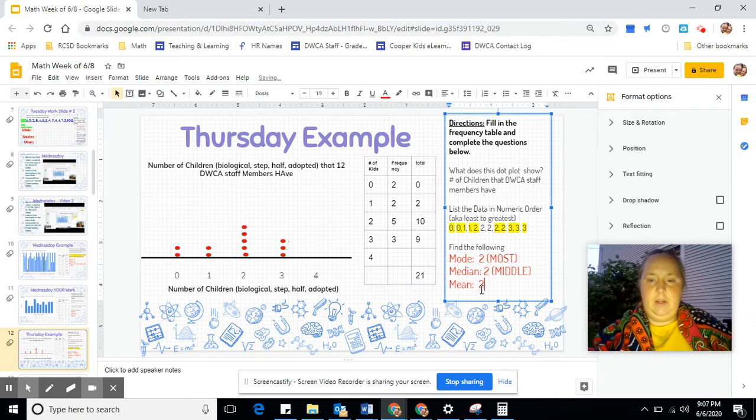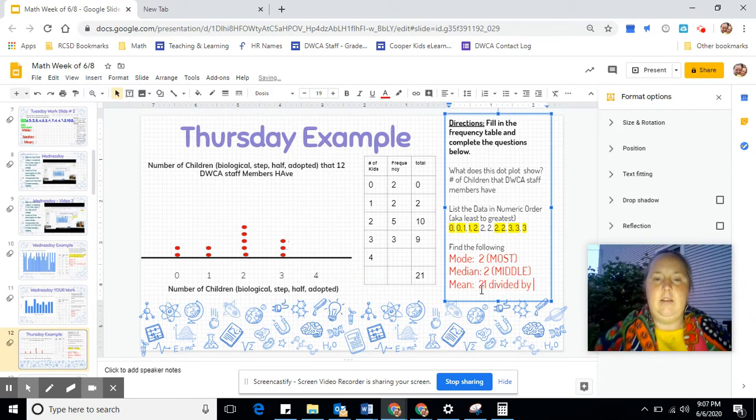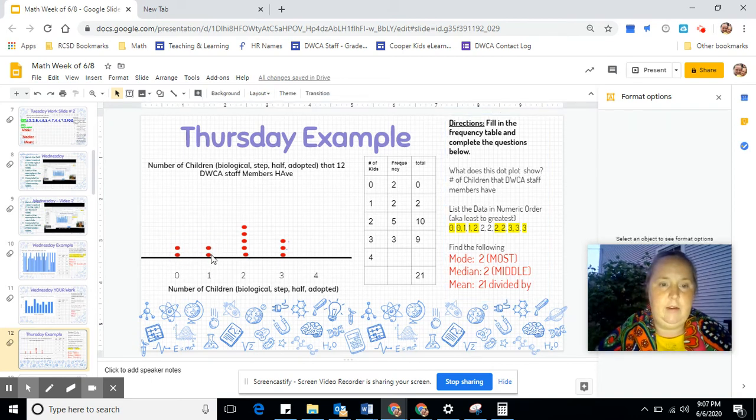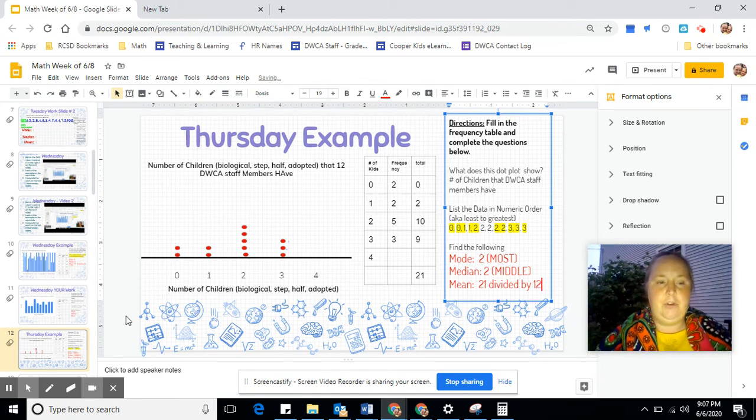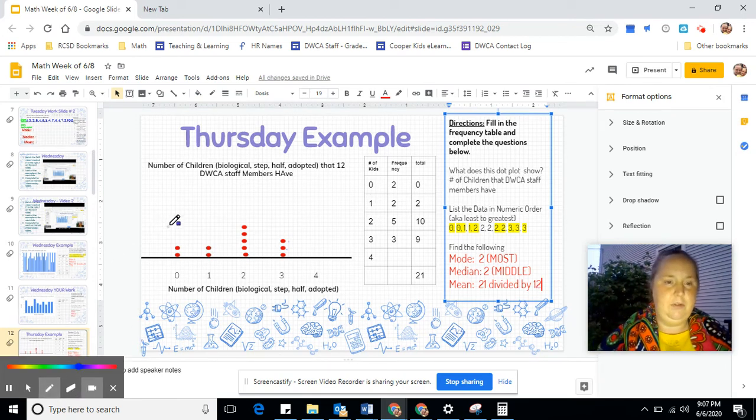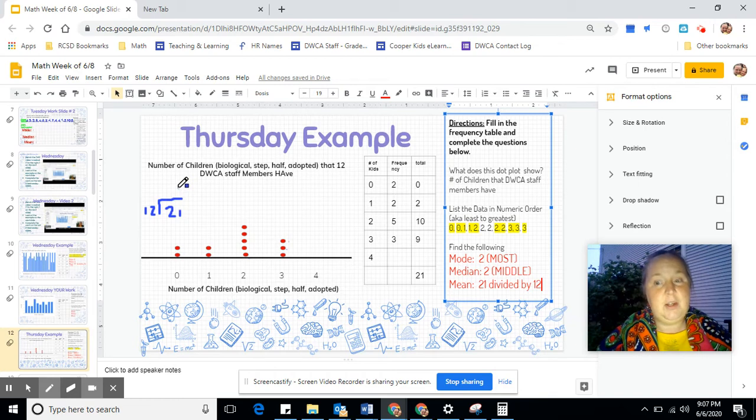So what I'm going to have to do is 21 divided by the number of data points. So I'll double check by counting my dots. 1, 2, 3, 4, 5, 6, 7, 8, 9, 10, 11, 12. So 21 divided by 12. So this one shouldn't be too hard, and I'm not short on time, so let's solve this on the screen. So 21 divided by 12. I will write a little bit on my dots, but that's okay. So I know 1 times 12 is 12, 2 times 12 is 24, so that's too big. So let's go with 1. 21 minus 12 is 9.